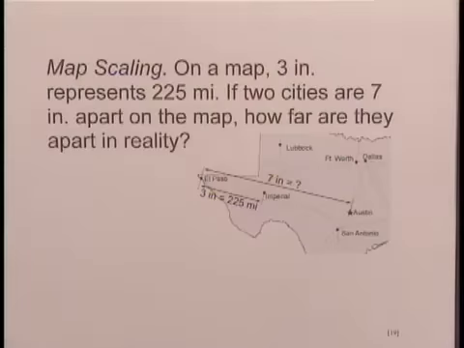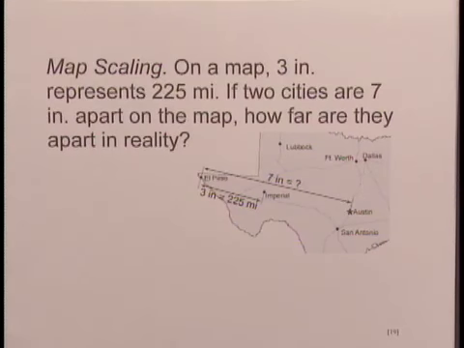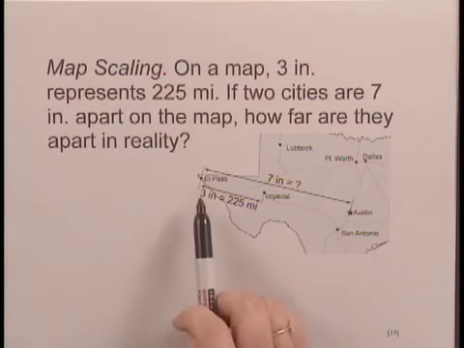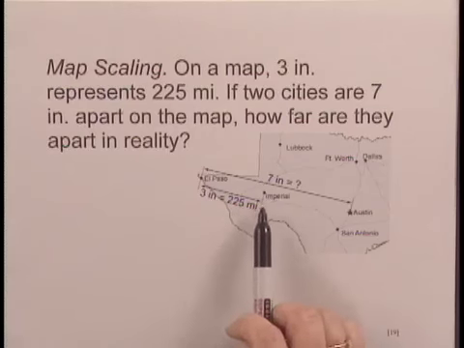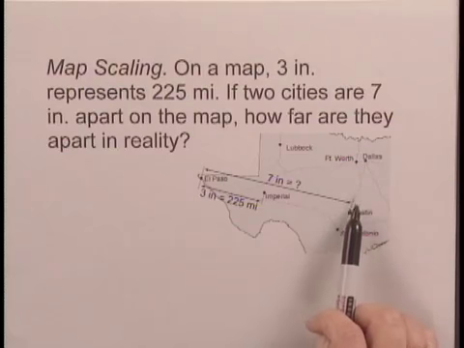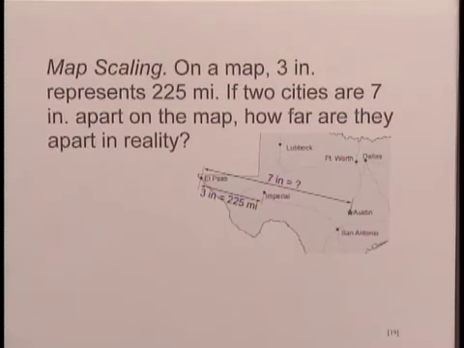This application has to do with map scaling. On a map, 3 inches represents 225 miles. If two cities are 7 inches apart on the map, how far are they apart in reality? This is a sample map here which shows a distance of 3 inches corresponding to 225 miles. The question is, how far would 7 inches on the map correspond to?